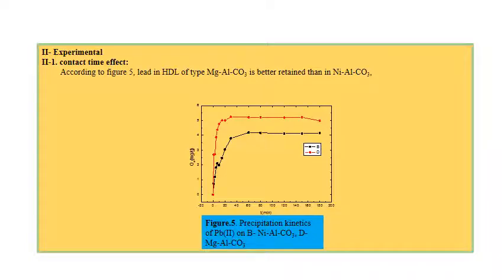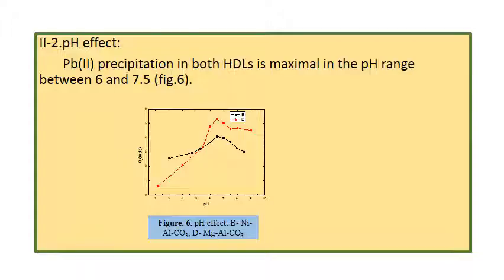Experimental contact time effect. According to figure 5, lead in HDL of type MgAlCO3 is better retained than in NiAlCO3. The pH effect. Pb2+ precipitation in both HDL is maximal in the pH range between 6 and 7.5.